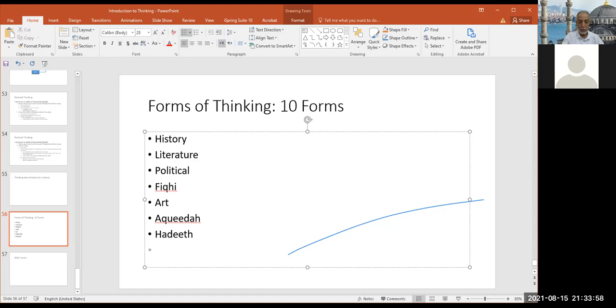And well, the fiqh I mentioned already, fiqh or the derivation of rules. So the history is going to be one of the very serious topics, because the conclusion that we have is that history cannot be a source of legislation, because legislation needs to be authentic. History is not authentic.